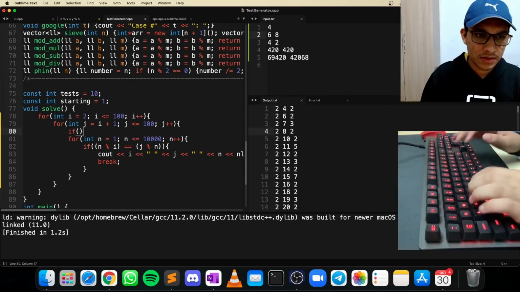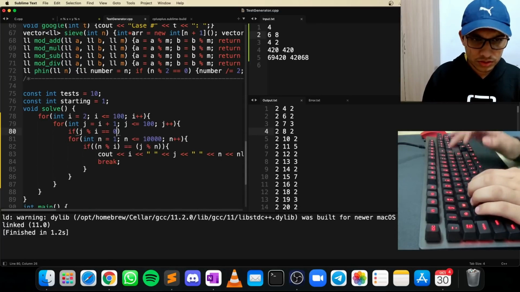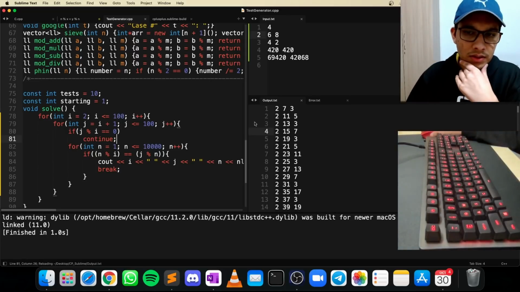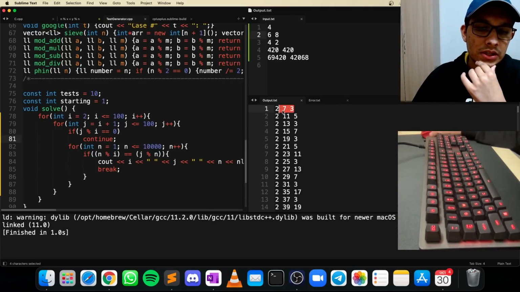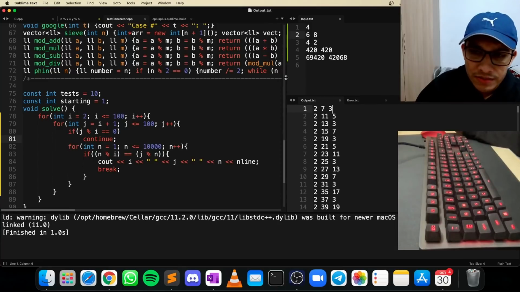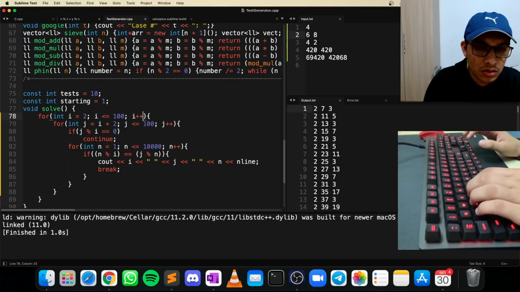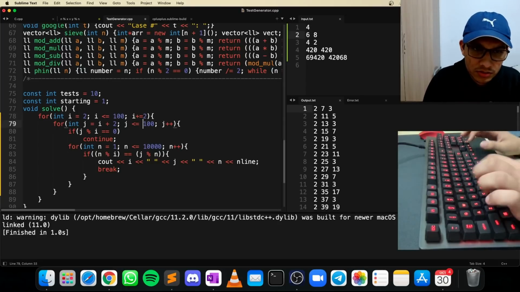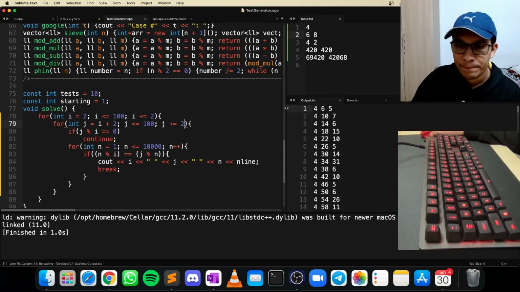Also, we can just skip that case: if j modulo I equals 0, then we can continue in this case. We don't really need this case. So for 2, 7 we have 3. Okay, 3 modulo this is fine, and for 2 comma 11 we have 5. For 2 comma 13 we have, and both of them are even, right? So I think I can find some pattern here. 4, 6, 5, 4, 7, 10.